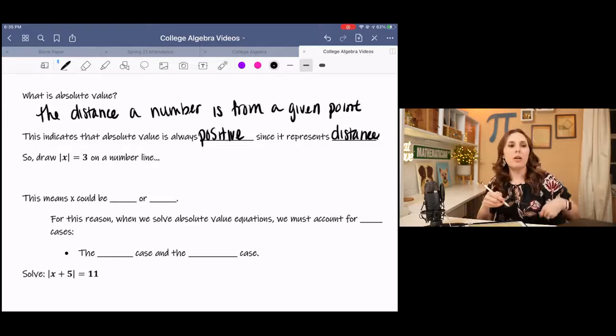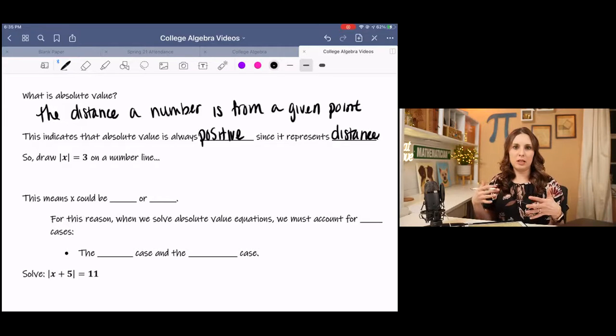So if you think about if you're explaining distance to somebody, we talk usually in miles. So when we talk about miles or feet or whatever, yards, we express that in positive values. So we're looking at a positive unit, basically. So let's draw absolute value of x equals 3 on a number line.